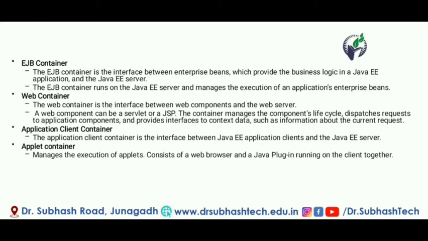The first one is the EJB container. The EJB container is the interface between the Enterprise Java Bean, which provides the business logic in a Java EE application, and the Java EE server. The EJB container runs on the Java enterprise application server and manages the execution of enterprise Java beans. All the enterprise Java bean objects reside in the EJB container. When we execute an application which needs the EJB component, the resources are fetched from the EJB container.